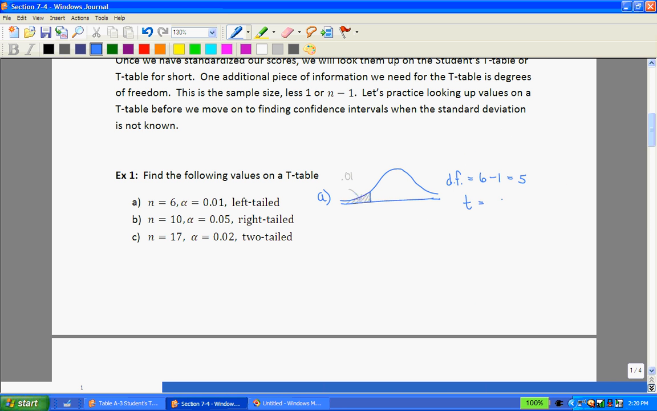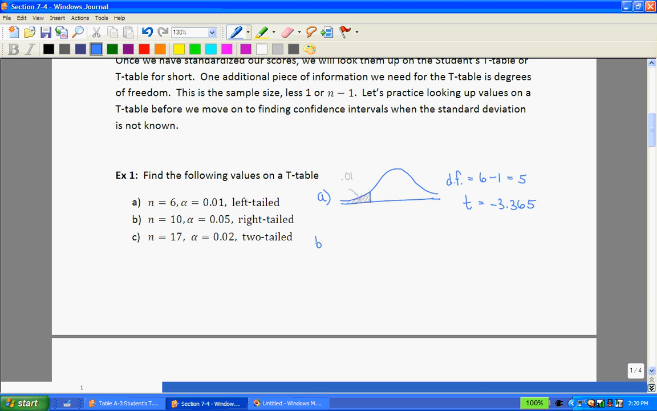So the t value is 3.365. Now here's where our picture might help us out a little bit. Remember, we're on the left, and we're to the left of the mean, so that means this value has to be negative. So with the t-table, there's not negative versus positive values the way we had with the standard normal table. It's symmetric, just like the standard normal curve was. So we just have to know, are we on the left or are we on the right, and then use a negative sign or don't use a negative sign as appropriate.